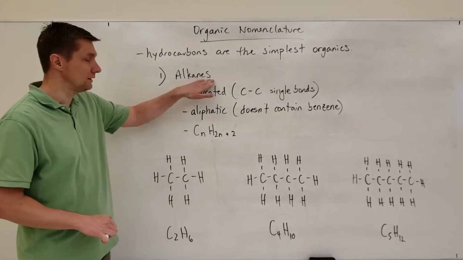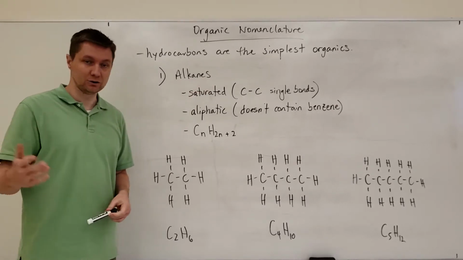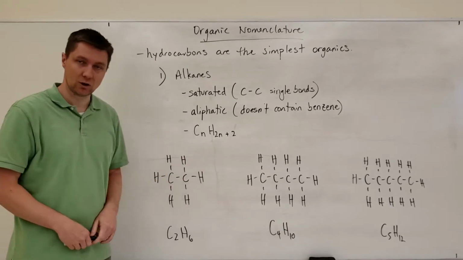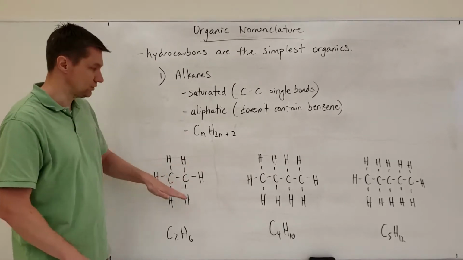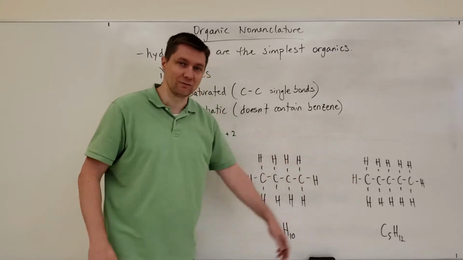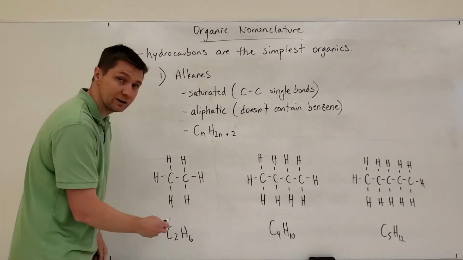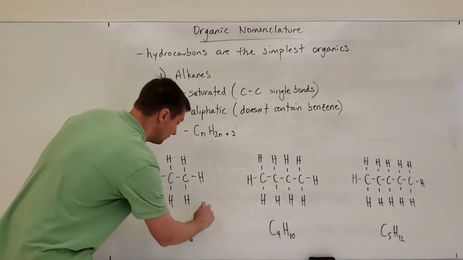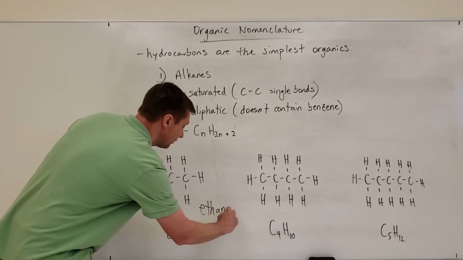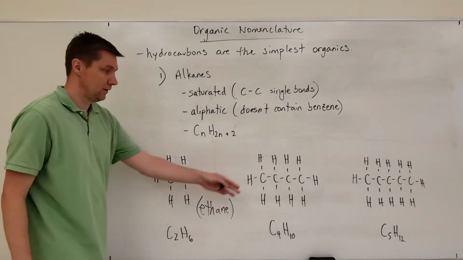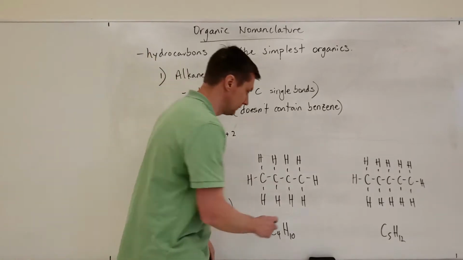If we go back to the previous clip for the names of these, because these are alkanes, I have to name the parent chain. The parent chain is how many carbons long it is. This one is 2 long, this is 4 long, this is 5 long. So this one right here would be ethane, and this one right here would be butane.